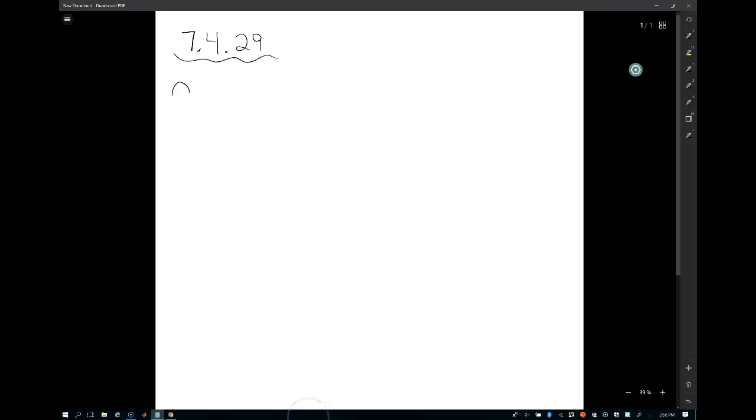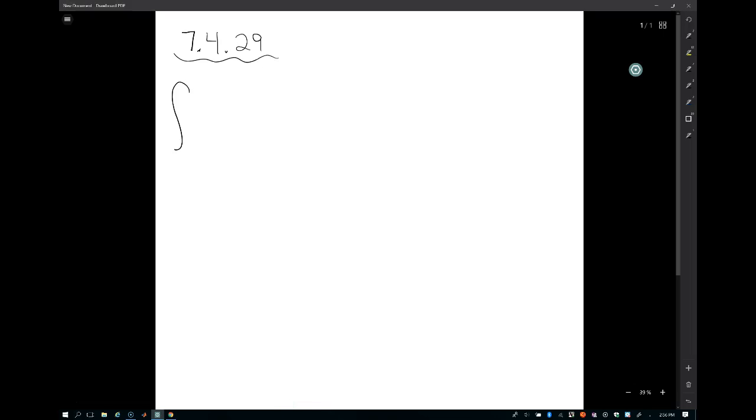It doesn't tell me exactly which problem it is in your homework, but either the top left or top right corner says 7.4.29. But you'll probably recognize it when I write out the problem.